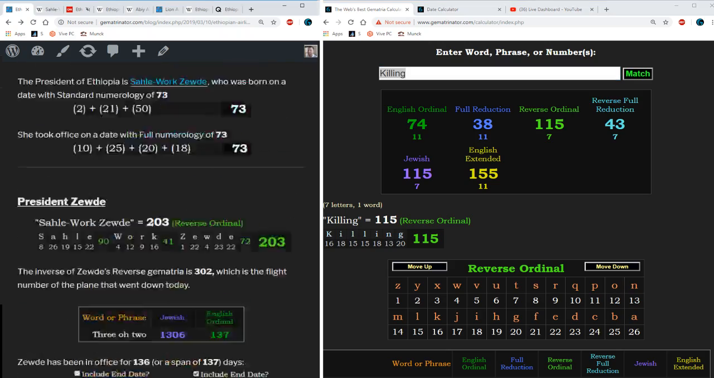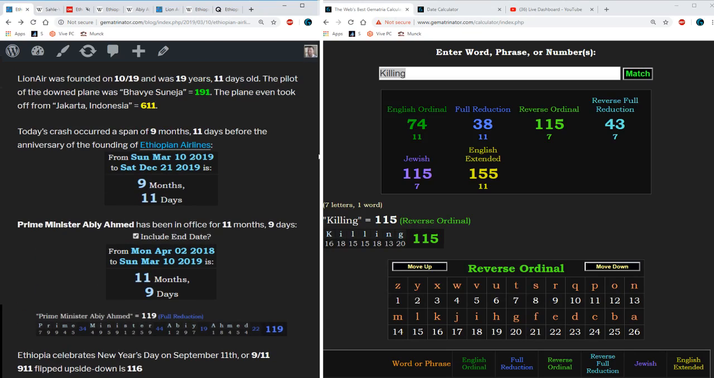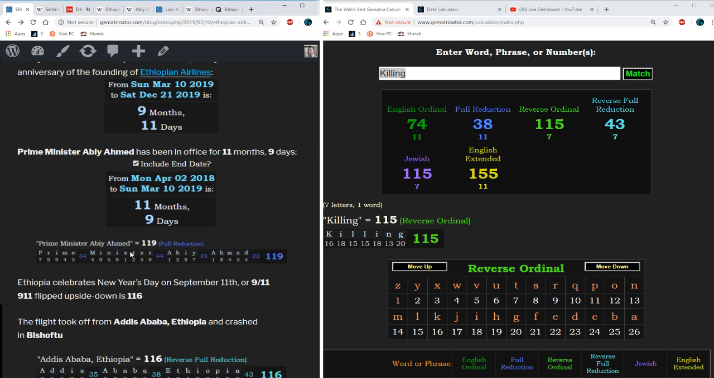Something I should have mentioned earlier, guys, in regards to the whole 9/11 riddle. This crash occurred 9 months, 11 days before the founding of Ethiopian Airlines anniversary. It happened 11 months, 9 days into Prime Minister Abiy Ahmed's tenure. His name equals 119.